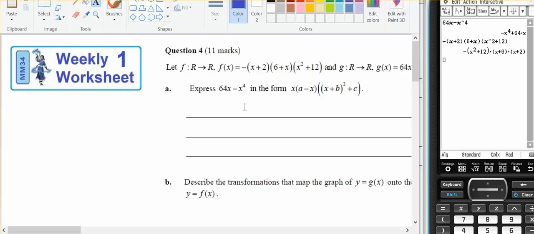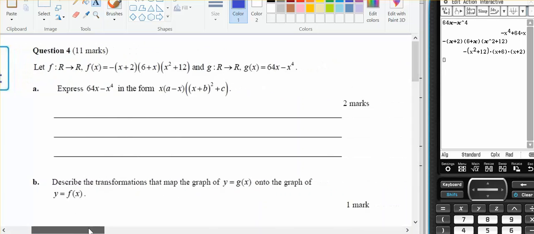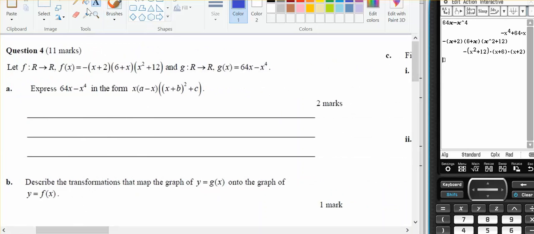Worksheet number 4, question 4, which is a tech aloud question. Okay, so we have this function f of x, and the function f of x is this. So it's a quartic, and there's a negative there. And we have the function g, which is this particular quartic. I've typed them both on my calculator. Express this in this form.